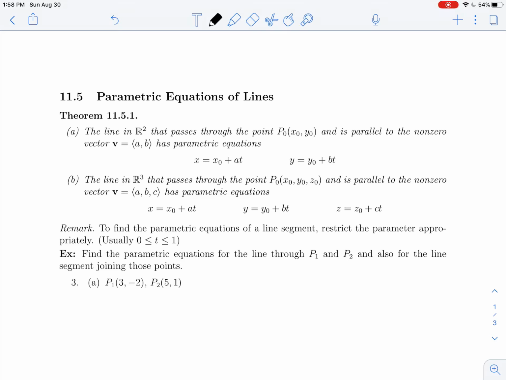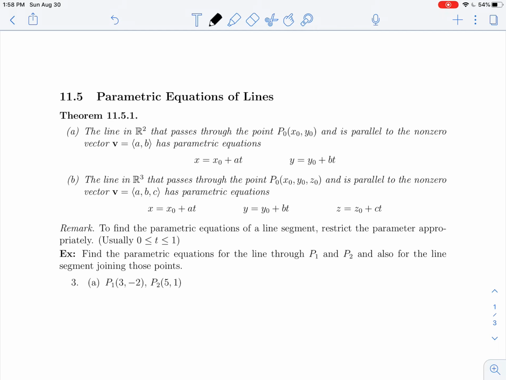Previously in Chapter 11, we had an introduction to the three-dimensional rectangular coordinate system, vectors, and the two types of products that can occur between vectors, namely the dot product and the cross product. We're going to still remain working with vectors, but we're going to switch gears a little bit and focus on parametric equations of lines in section 11.5.